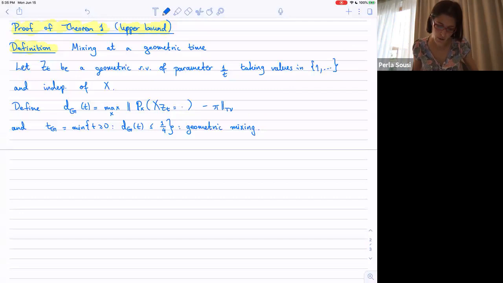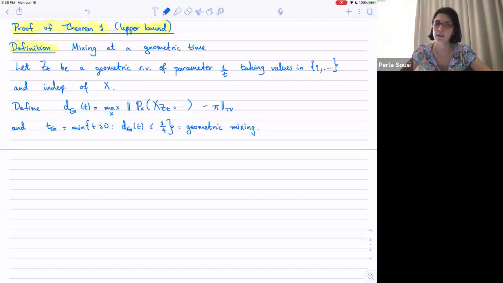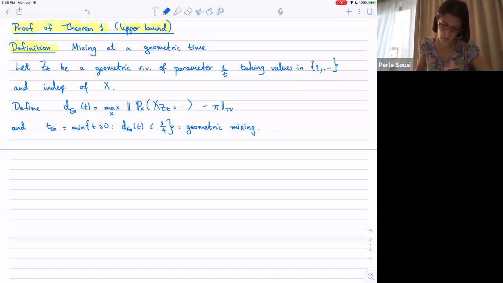So why geometric? As Jonathan already wrote, it's important that the geometric has the memoryless property, and this will become clear in a little bit in the proof. Why parameter 1 over t? Because instead of looking at the Markov chain at time t, we want to look at it at a random time which has expectation of order t. In this particular case, it's t.